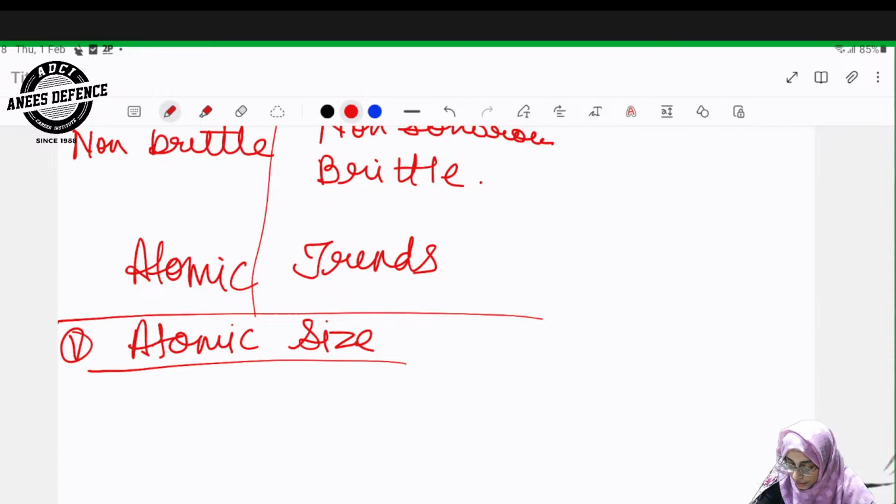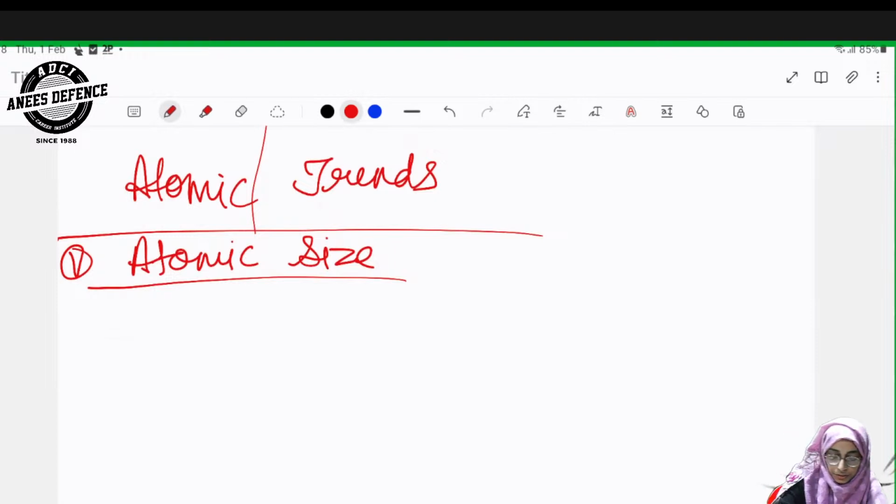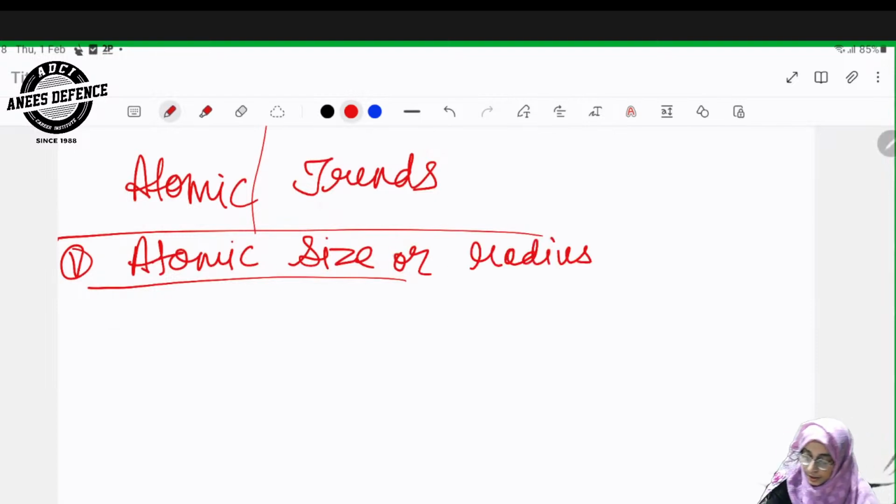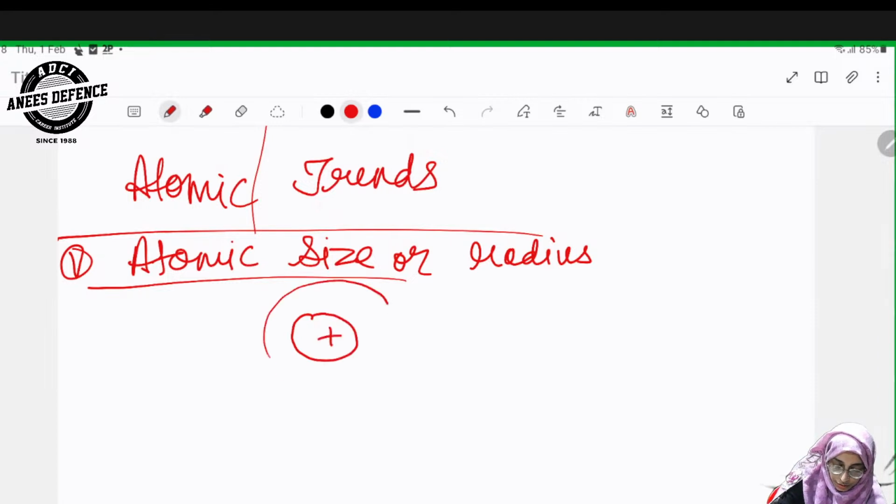Atomic size. As I told you, what is the atomic size, or you can say radius. Right now I told you about atomic size. How do we calculate the radius or size? It is the distance from the center of the nucleus to the outermost shell. That is the atomic size or radius.